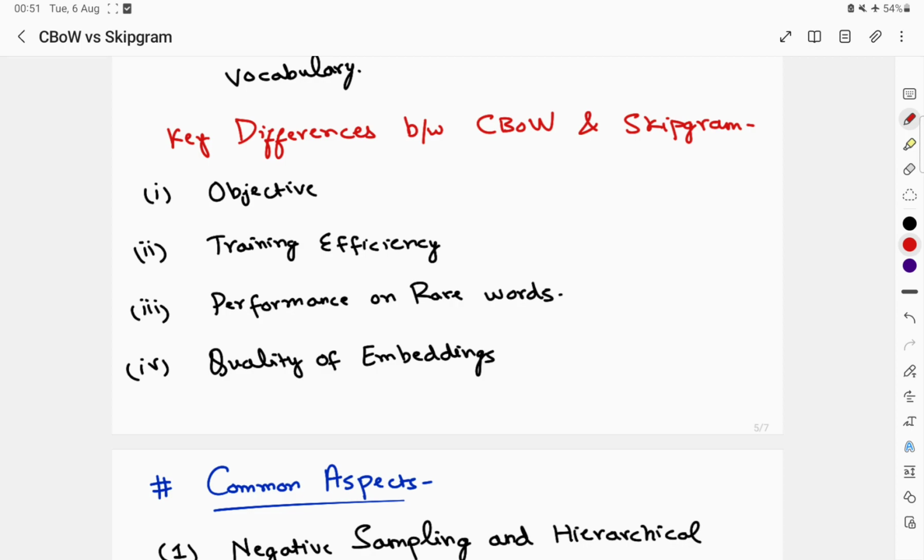The third point that you can talk about is the performance on the rare words. So CBOW may struggle with rare words. Skipgram, on the other hand, performs better at capturing relationships for the rare words. The fourth one is the quality of embeddings. So CBOW, like we mentioned, produces more stable embeddings for the frequent words, whereas Skipgram produces higher quality embeddings and captures more nuanced relationships in your text corpora.